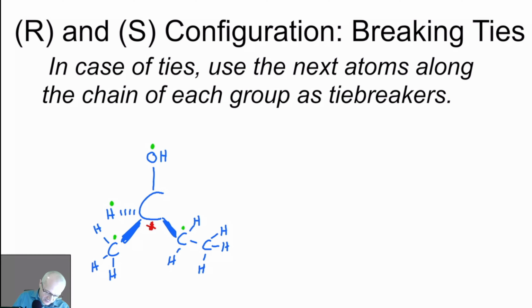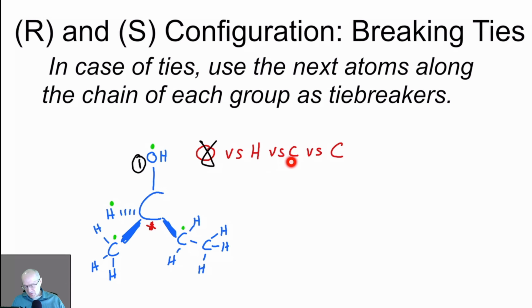And I'll find there's an oxygen versus hydrogen, versus carbon, versus carbon. Well, right off the top, I can assign priority group 1 to oxygen because if we look at the periodic table, oxygen has the highest atomic number. So priority group 1 is this group right here. So we can get rid of oxygen. So now it's hydrogen versus carbon versus carbon. Well, hydrogen has the lowest atomic number, so it has to be priority group 4.